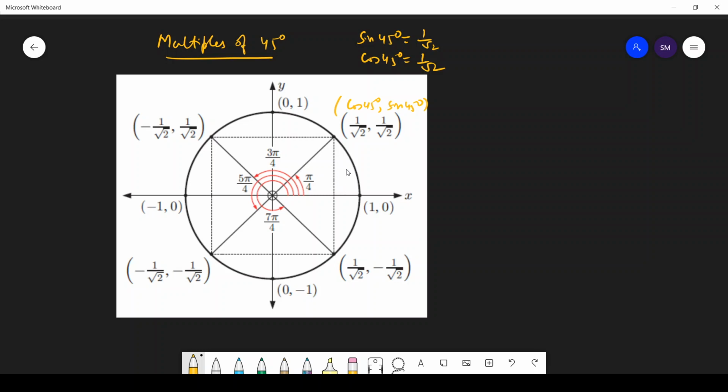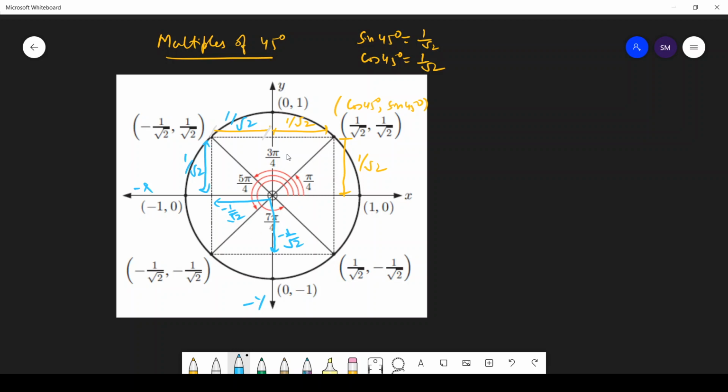Now this length is 1 by root 2 and this length is 1 by root 2. So this length will also be the same. This length will also be the same, 1 by root 2, and this length will again be the same, 1 by root 2. But now when we go towards this side, this negative x-axis, this length will be minus 1 by root 2, and when we go down towards minus y, this is minus 1 by root 2.